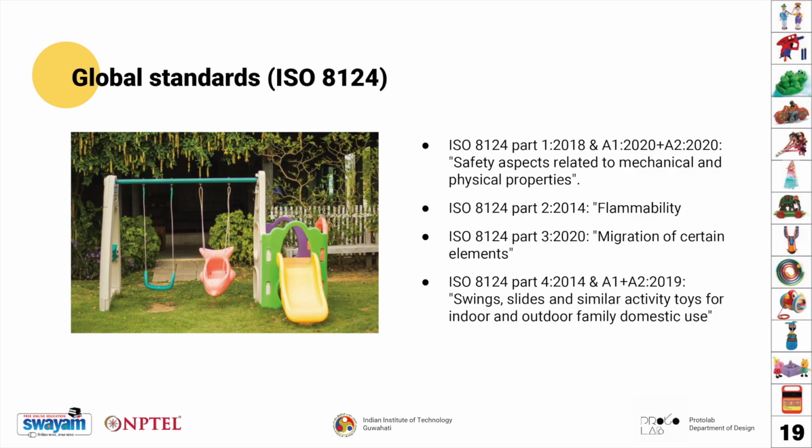And toy materials with established acceptable migration level include coatings, laminates, paper and cardboard, natural and synthetic textile, metallic materials, modeling materials, children's use paints, and packaging material. ISO 8124 Part 4 is swings, slides, and similar activity toys for indoor and outdoor family domestic use.